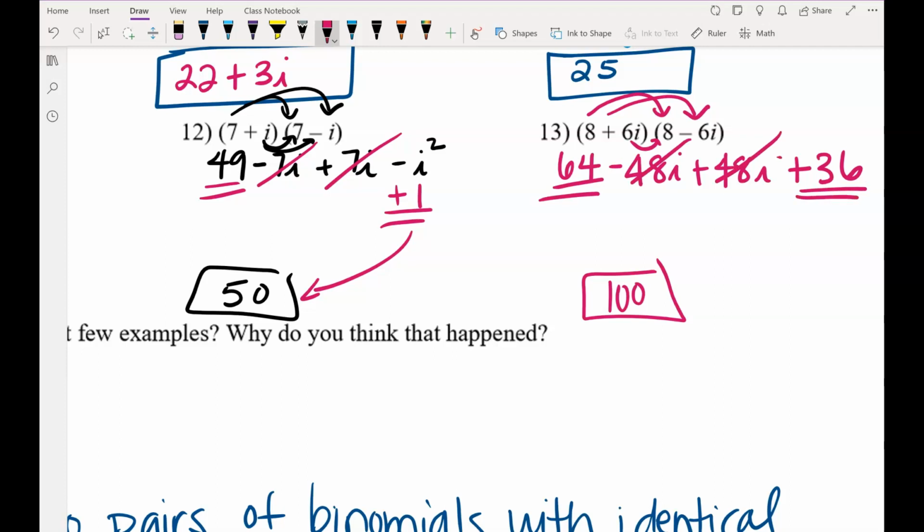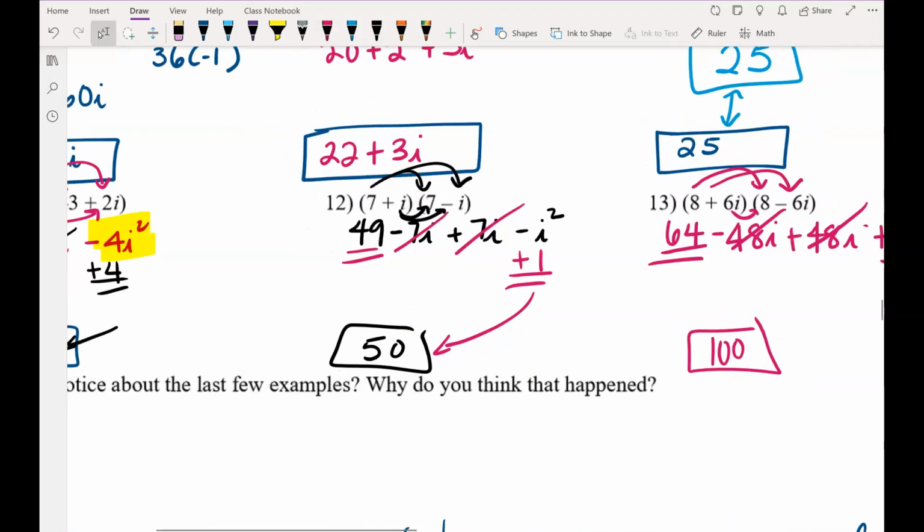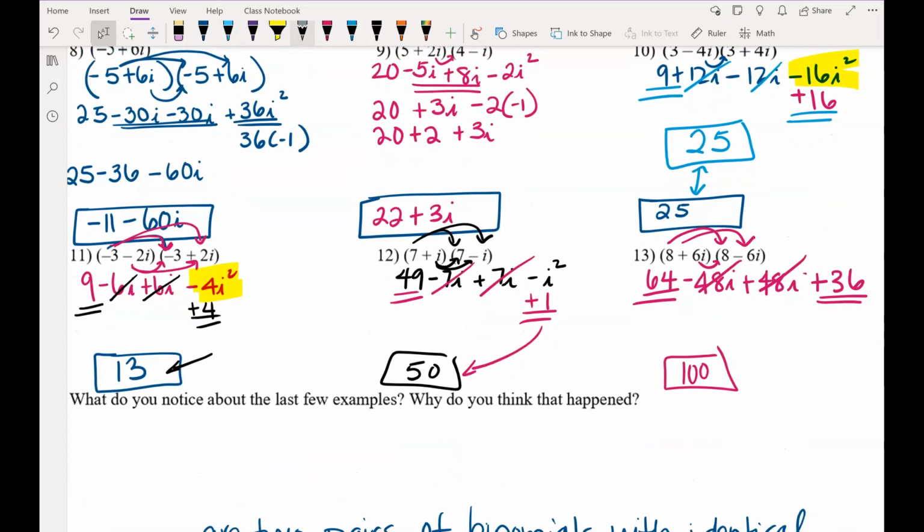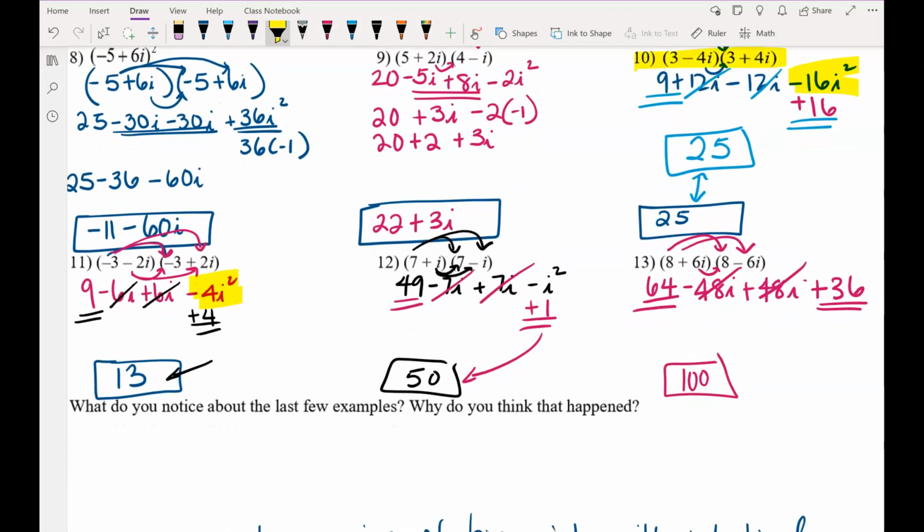Perfect. So now, this question says, what do you notice about the last few examples? I want you to look at examples 10, 11, 12, and 13. What's happening to the answers? Sam? Yeah, those last 4 examples, all of your answers are just nice real numbers.